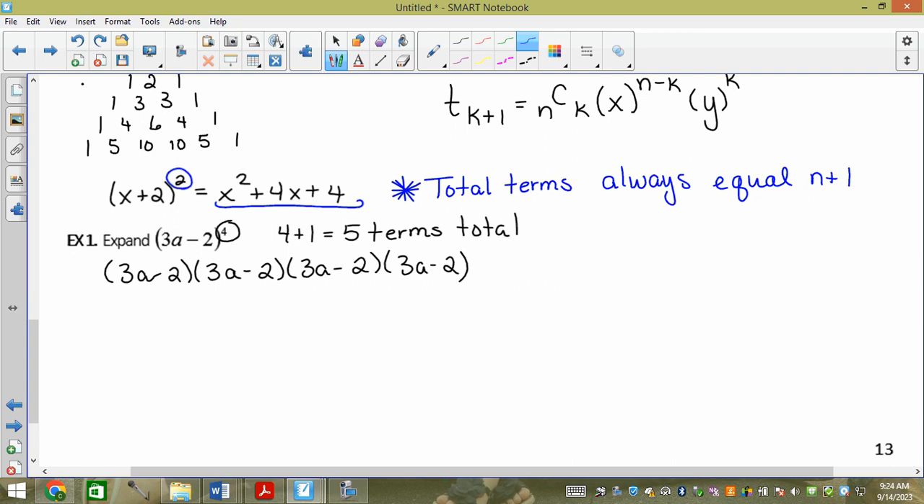If you're somebody who writes big, you're going to want a separate sheet of paper because we're going to be doing that formula 5 times. For someone who writes decently small, you can probably fit. Okay. So I want to find term 1. I want to find term 2. I want to find term 3. I want to find term 4. And I want to find term 5. I have to use that formula, right?